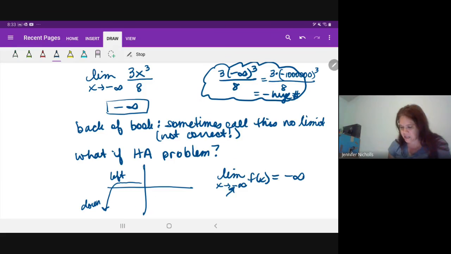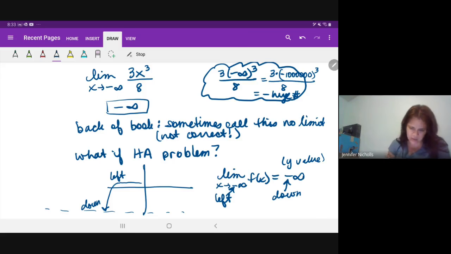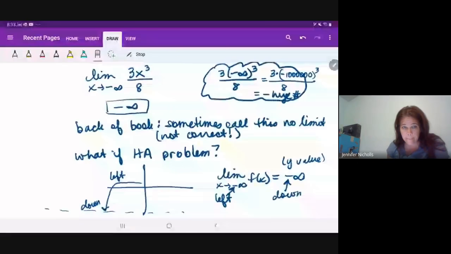So this negative infinity is a left or a right? That's a left. And this answer is a y value. So negative infinity on a y value is down. That was like end behavior. So let me click on this thing. What do you think? Where does it level off, like an asymptote? Anyone have an idea?